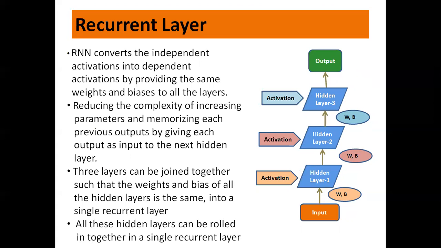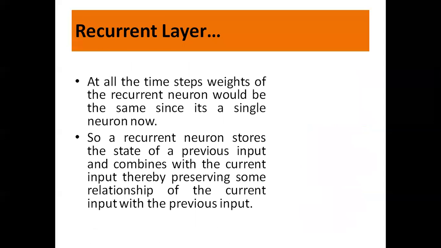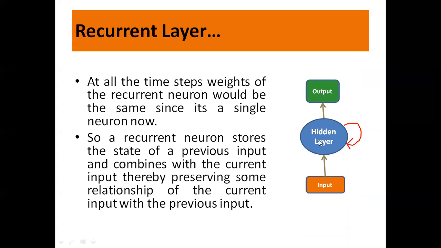Fine. And memorizing each previous output, right? Memorizing each previous output to the next step's input, so each output is given as input to the next hidden layer. So this one's output is input to this one, and this one's output is input to this. Now these 3 layers can be joined together such that the weights and the bias of all the hidden layers are the same, and you can put it into a single recurrent layer. So all these hidden layers can be rolled into a single recurrent layer, or you can say a single recurrent neuron. So at all the time steps, the weights of the recurrent neuron would be the same since it's a single neuron now. Fine, all the weights will be the same.